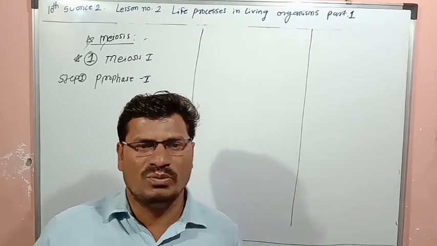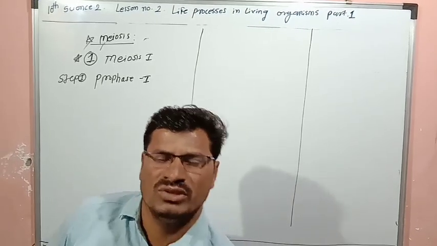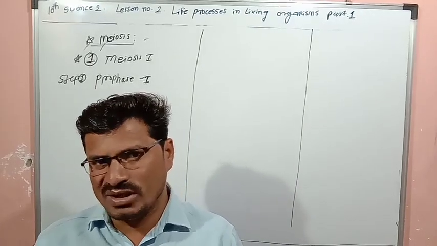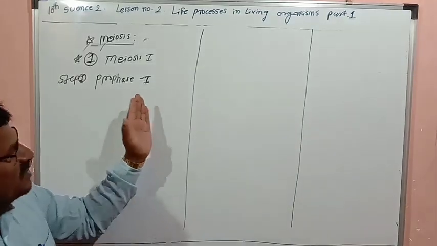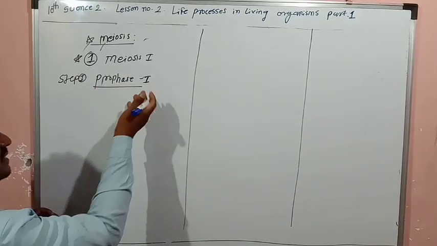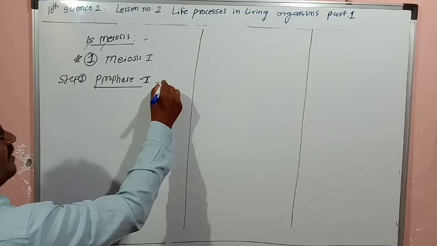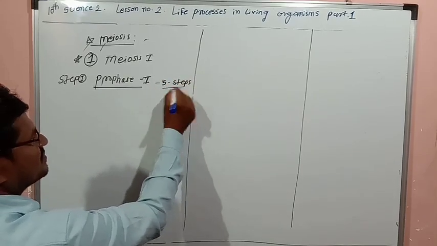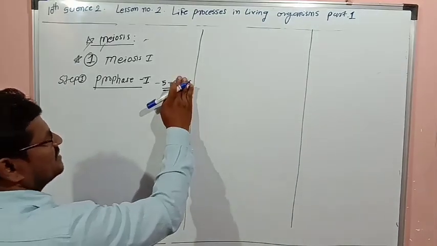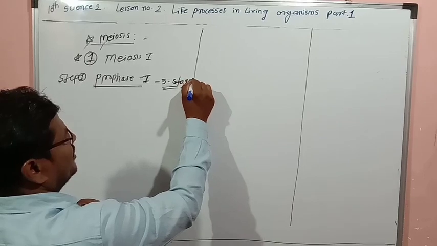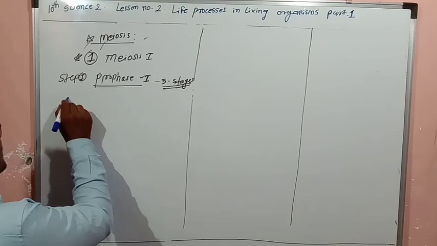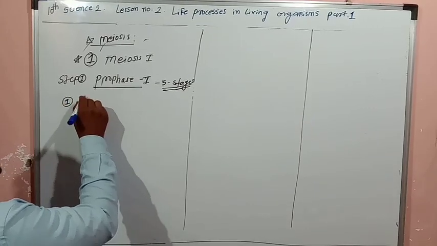What do you mean by prophase? In mitosis we have studied prophase, metaphase, anaphase, telophase. You know these phases. So what happens in prophase first? There are again 5 steps, or you can say stages. Which 5 stages are there? First, leptotene.